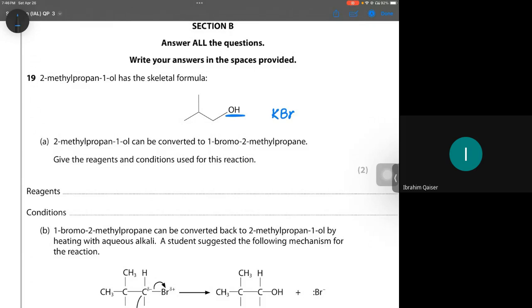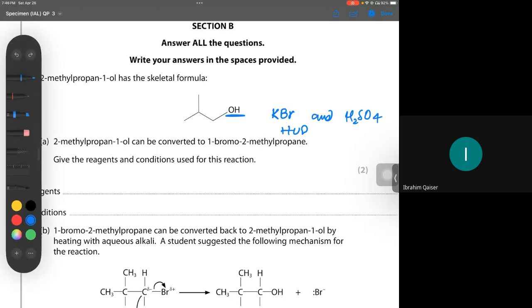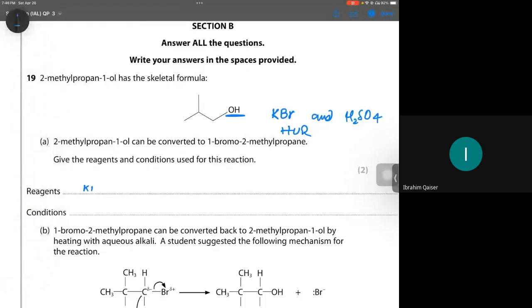Potassium bromide, and then sulfuric acid as a catalyst. Is it under reflux? It's understood. It's heat under reflux, okay? Because we have a bromine that is from halogenoalkane. Always heat under reflux. So the conditions are heat and reflux, right? Whenever we have a halogenoalkane, we always heat under reflux.